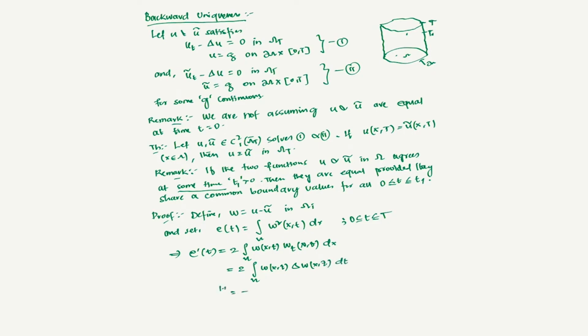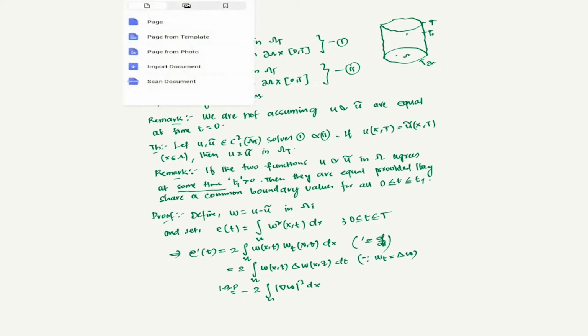And after that, integration by parts, since w t equals Laplacian of w, that will give you minus 2 times the integral over omega of gradient of w squared dx. I hope this is fine; we did this earlier also. Of course, the prime is d/dt, with respect to time. Now what we are going to do is take another derivative.